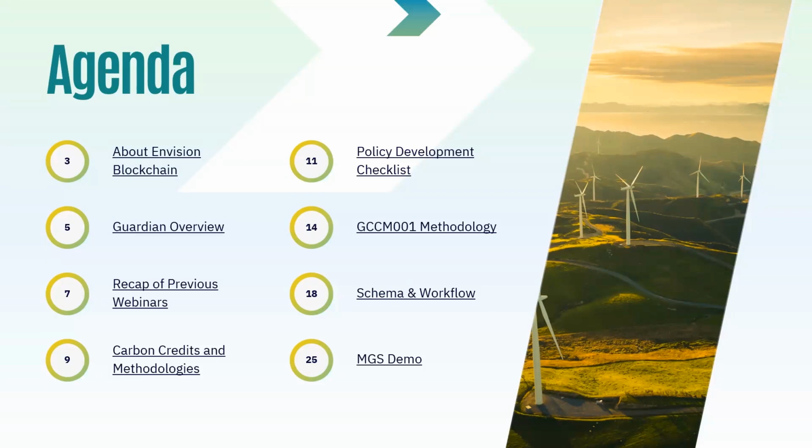We'll do a quick recap of previous webinars and where you could find that. Then we'll talk about carbon credits and methodologies, policy development checklists, some information that's specific to this methodology. And then we'll look at our schemas and workflows. This would be our Excel and all of the business processes that we've outlined. And then we'll go into Managed Guardian Service to do a live demo of this policy.